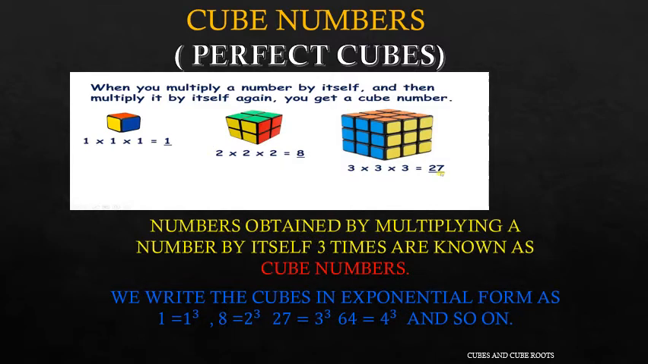Numbers obtained by multiplying a number by itself 3 times are known as cube numbers. I repeat, numbers obtained by multiplying a number by itself 3 times are known as cube numbers. We write the cubes in exponential form as 1 equals 1 cube, 8 equals 2 cube, 27 equals 3 cube, 64 equals 4 cube, and so on.